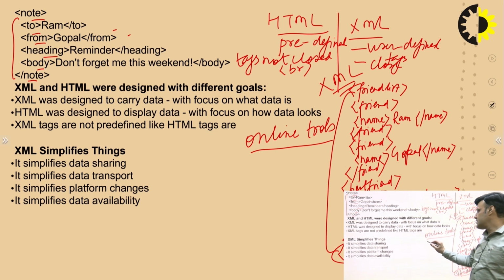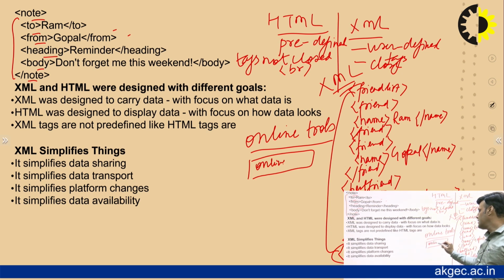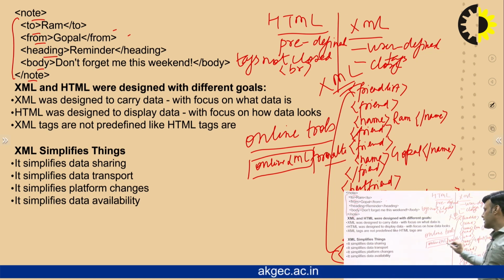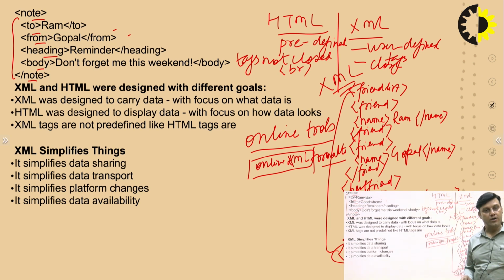You can just open Google and type online XML formatter tools. You just write online XML formatter tools. A lot of tools are there. You just copy your XML there and click on format. Then you will see it is formatted in a proper format.